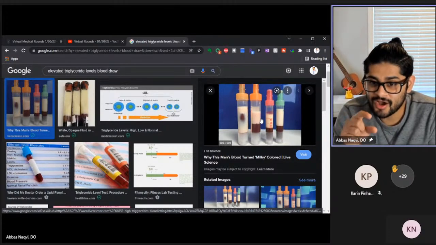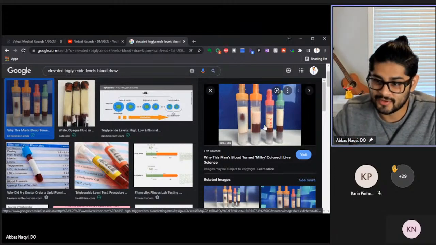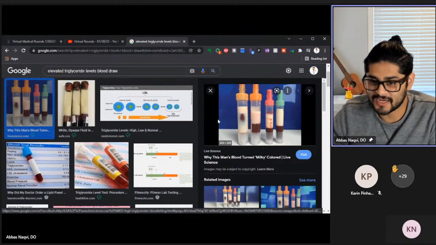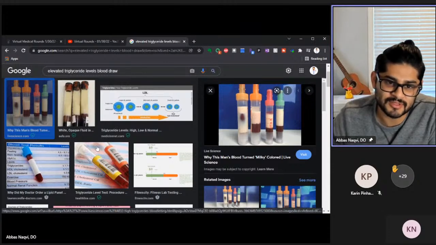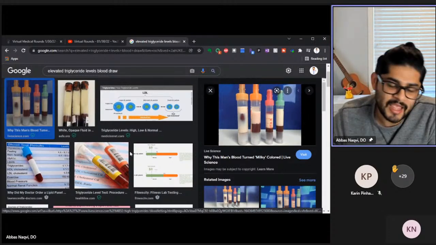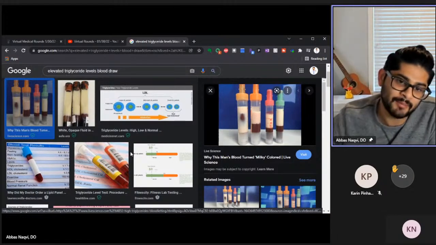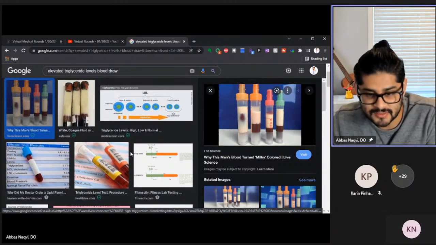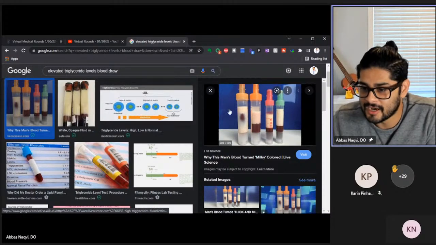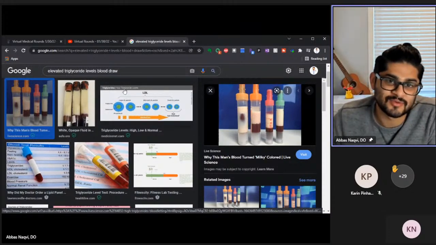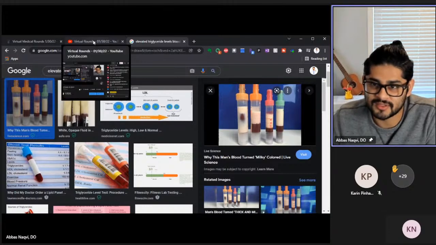And he saw that it was kind of like this, where you had that milky fluid there too, because it was so high. And so he was able to diagnose hypertriglyceridemia as a cause of his pancreatitis. So yeah, it's something that you would want to think about.